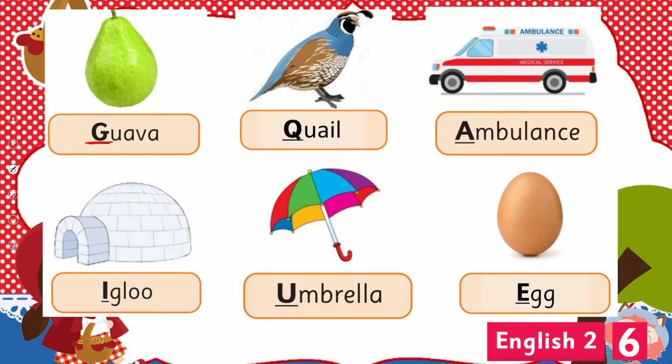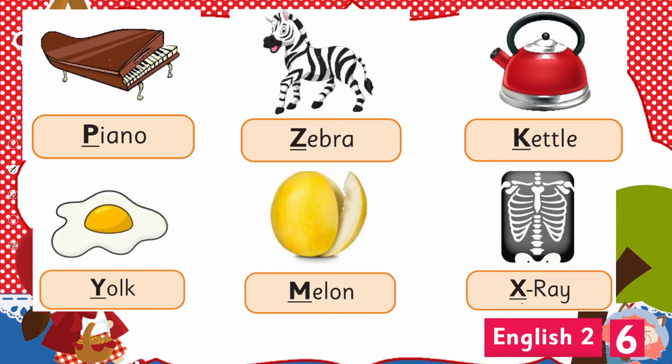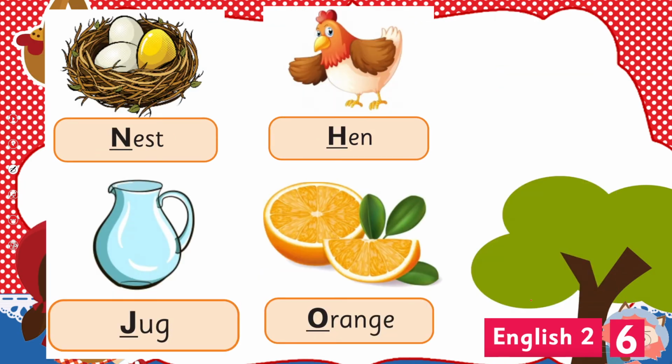Guava. Quail. Ambulance. Igloo. Umbrella. Egg. Piano. Zebra. Cattle. Yoke. Melon. X-ray. Nest. Hen. Jug. Orange.